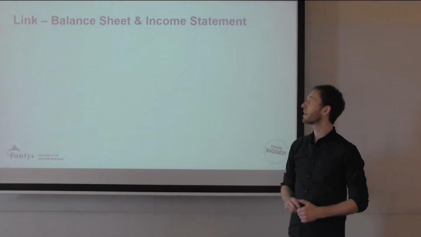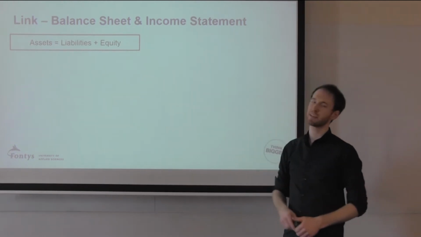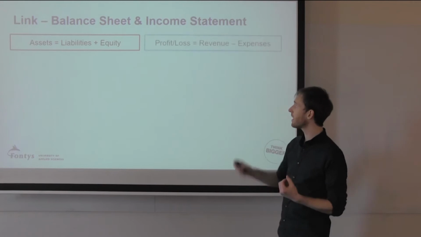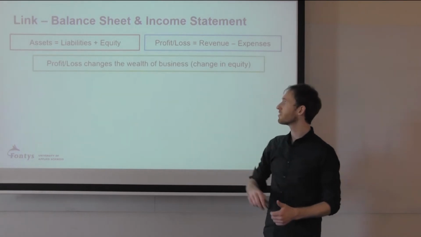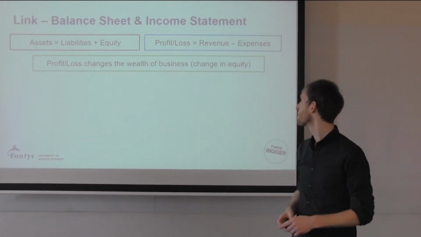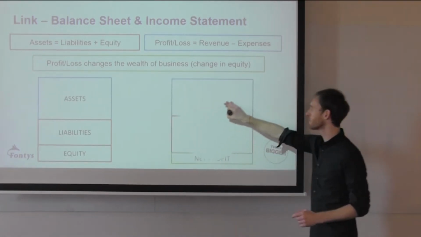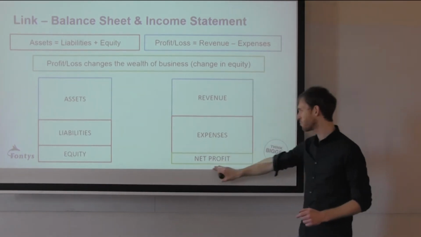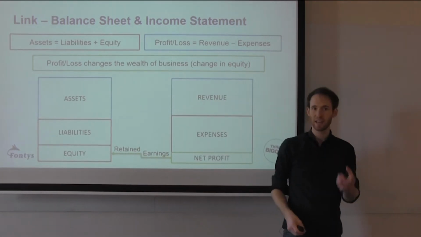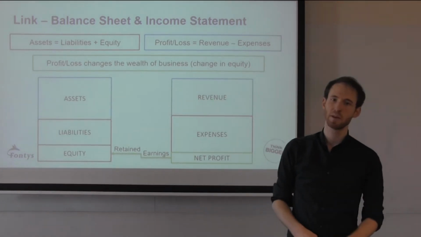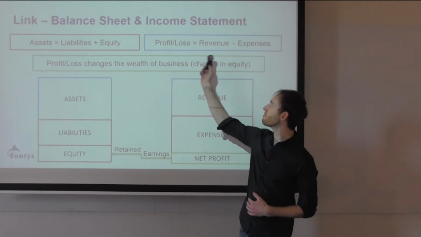So let's look at the link between the balance sheet and the income statement. Well, we have the assets, liabilities, and equity. So assets equals liabilities plus equity is the balance sheet equation. On the other hand, we now learned profit or loss is revenue minus expenses. Important thing is, profit or loss changes the wealth of a business, changes the equity. So basically, if we have the balance sheet on the one side, and the income statement on the other side, we can see that the net profit actually has an impact on the equity. And this is called retained earnings. You keep the earnings of a particular period. So basically, the net profit comes into equity.